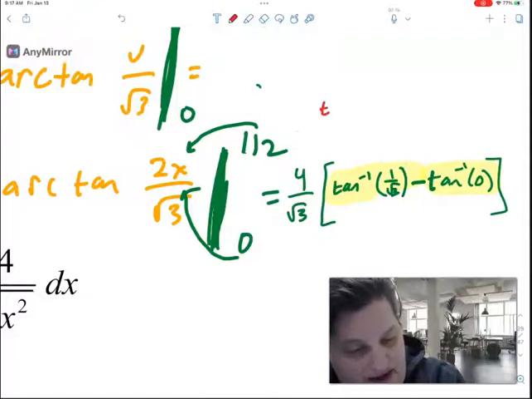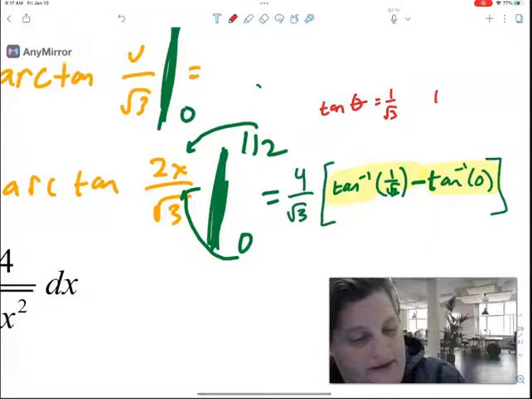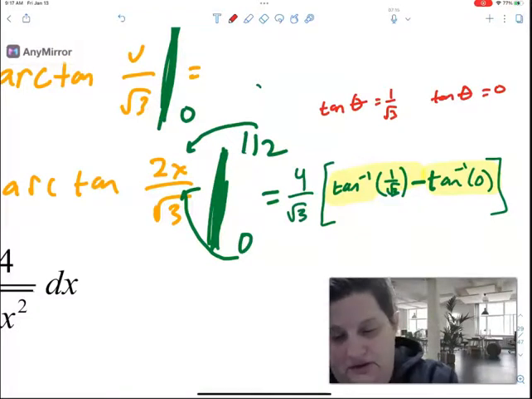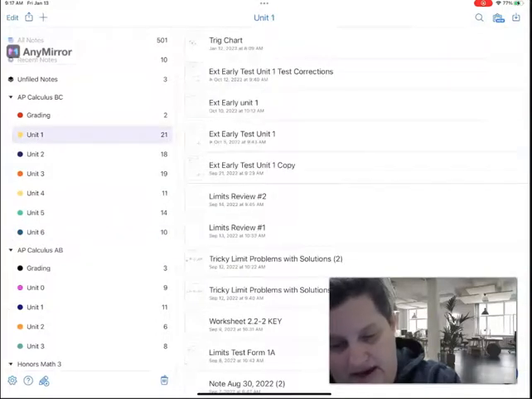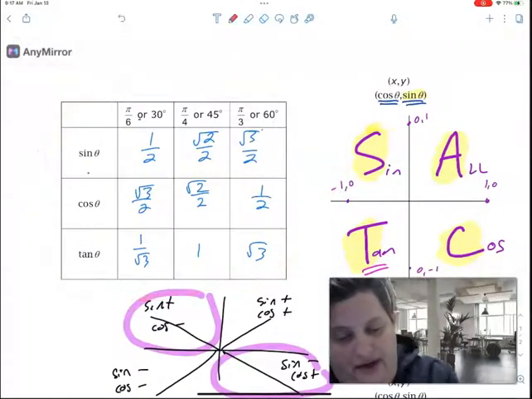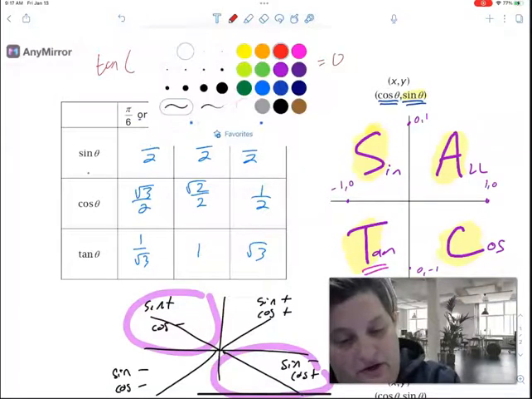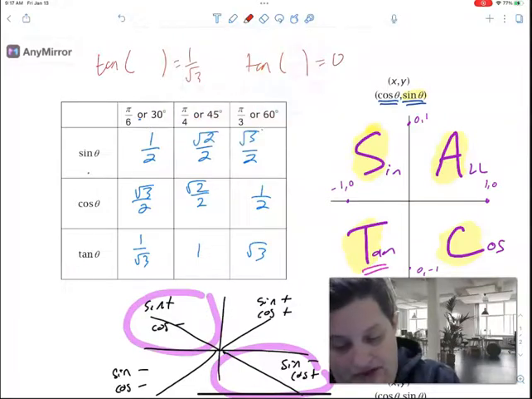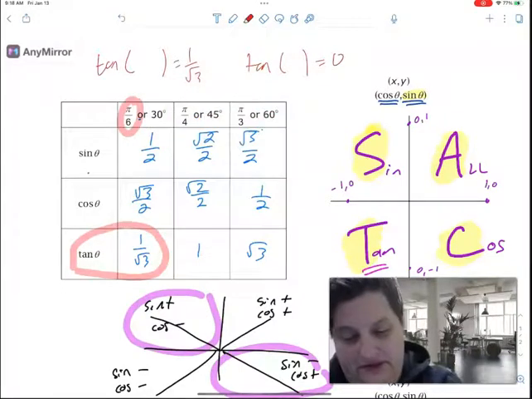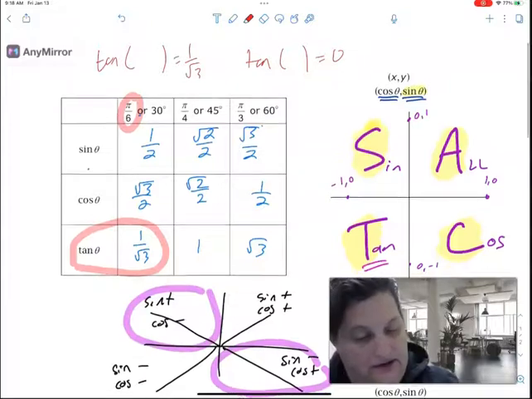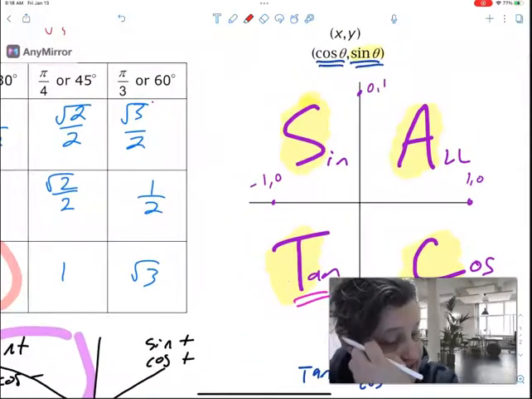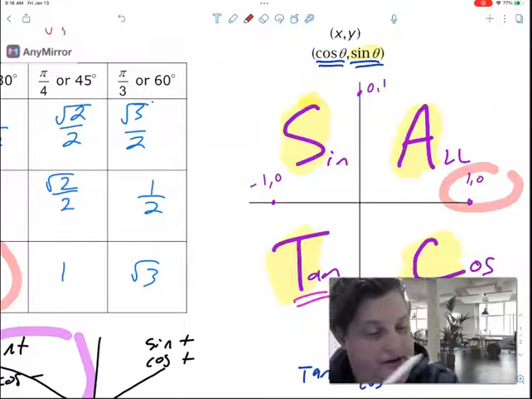You go, the tan of what angle is 1 over root 3? And the tan of what angle is 0? Okay? So if I go back and look at my trig chart, I'm trying to find the tangent of what is 1 over root 3, and then the tangent of what is 0. Okay, so looking over here, tangent is 1 over root 3 at pi over 6. And tangent 0, okay, it's not over there, I gotta look over here. Tangent is 0 when sine over cosine is 0, which is right here.